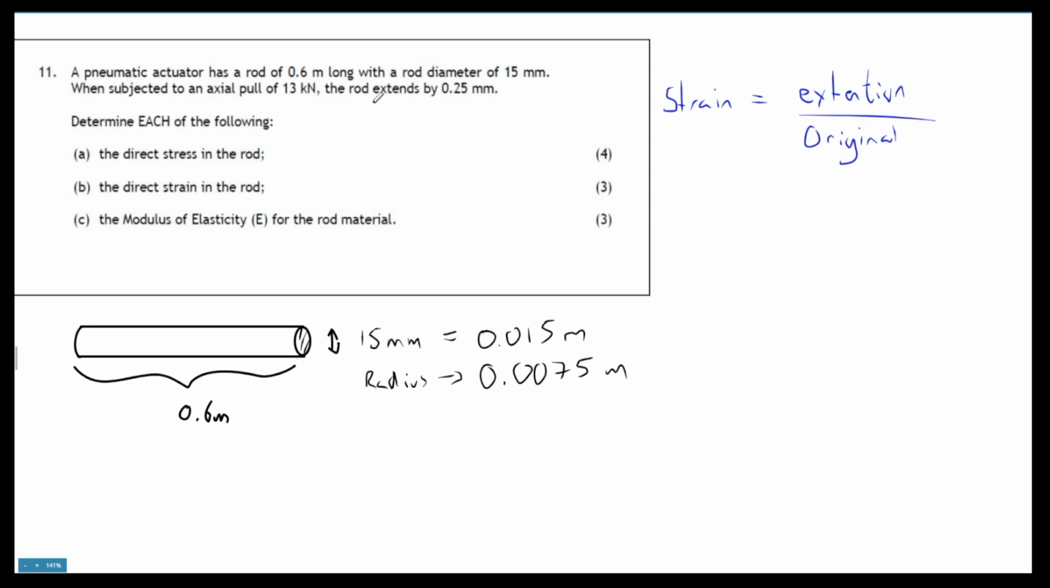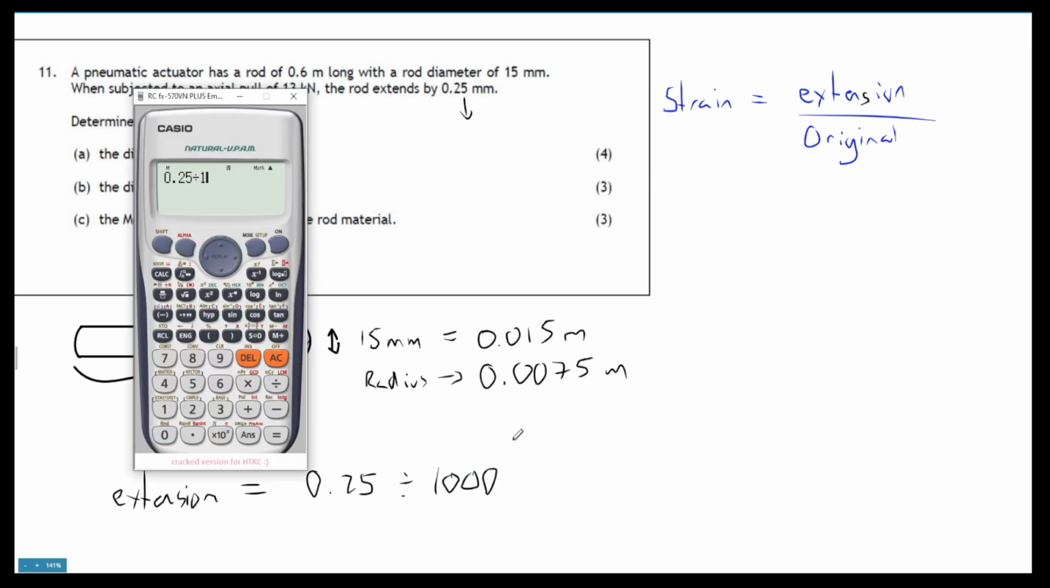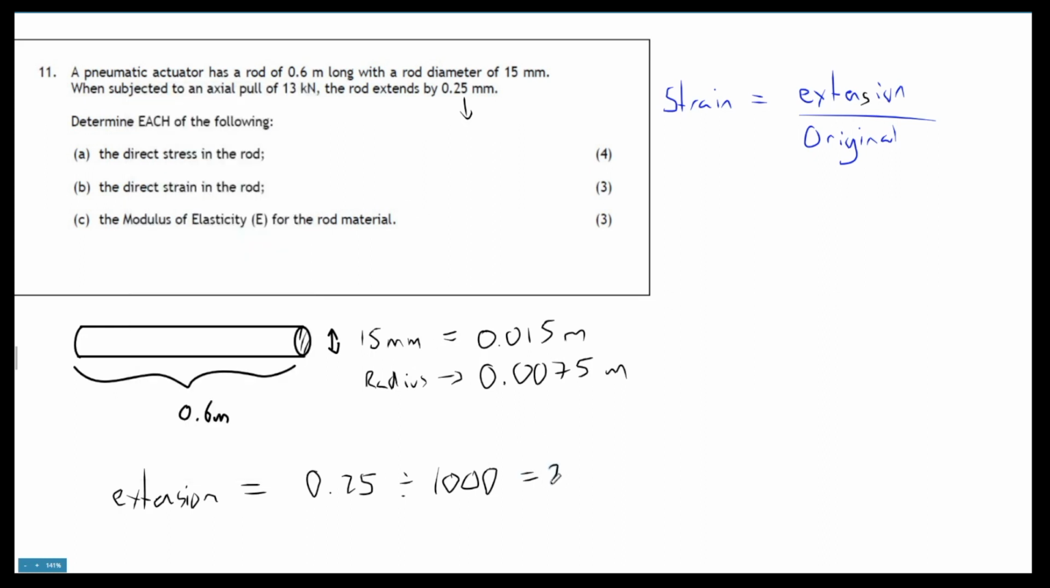And what is the extension here? It tells us the rod extends by 0.25 millimeters. Again, I want to put this into meters, I suppose, because the original length is in meters. So I want to put everything into standard units. So the extension is equal to 0.25, again, I'm going to divide it by 1,000. I got this really small number. I'm going to leave it like that, 2.5 times by 10 to the negative 4 meters.